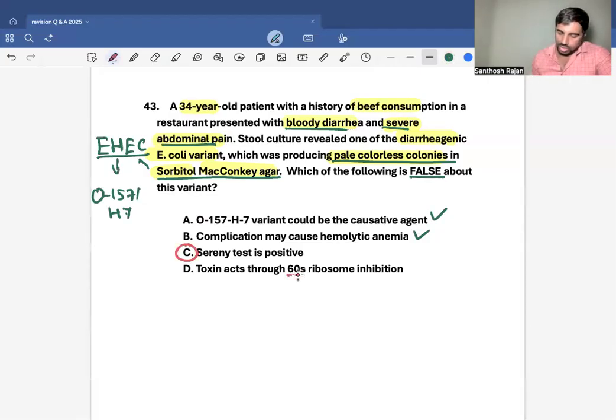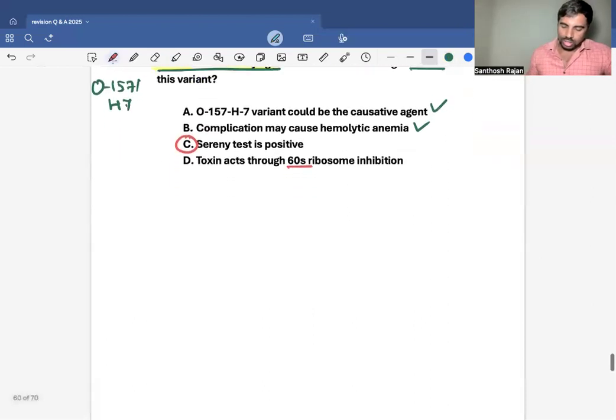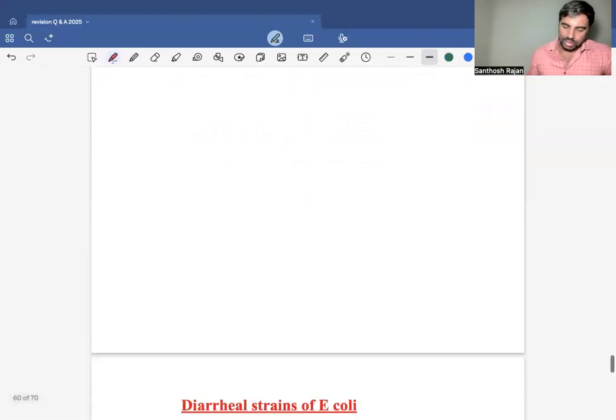Toxin active 60 is definitely yes. Definitely yes. Okay, now let's see about each. We are going to write a little bit about the diarrheagenic variant.